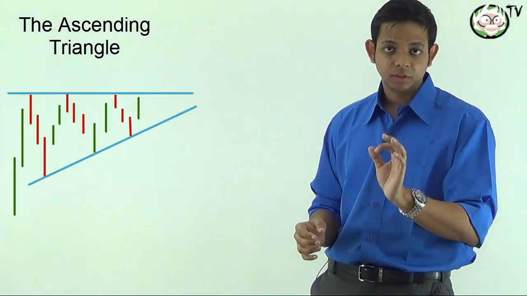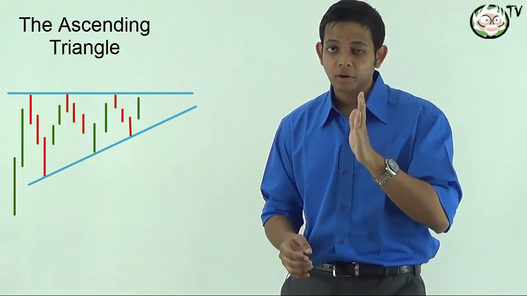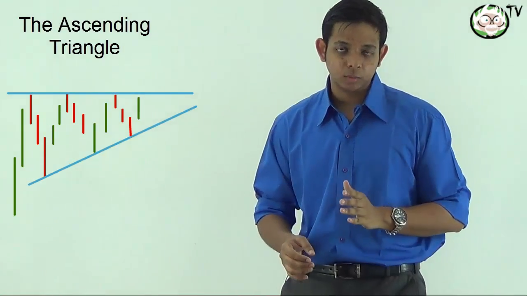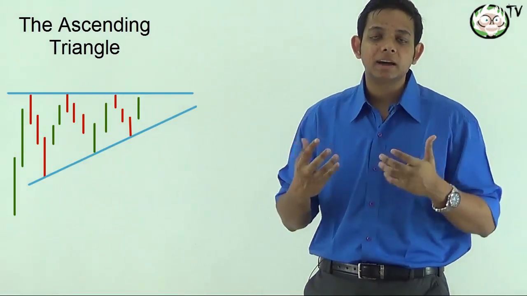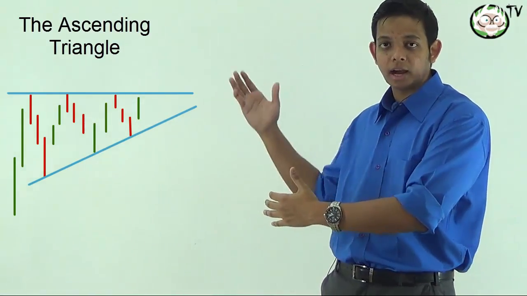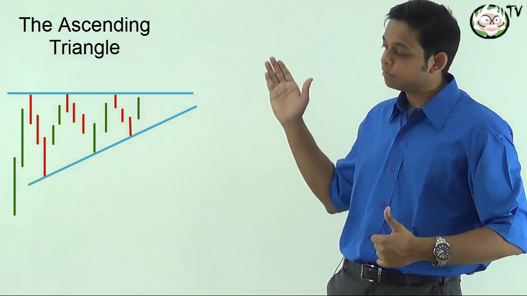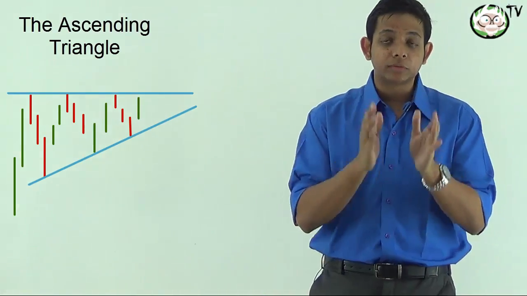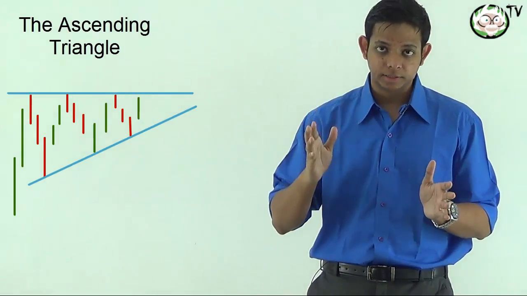We expect it to break out. And remember, all continuation patterns, like the ones discussed before, need to have a context of trend. So this one will break out if we had a previous uptrend. So these will form within uptrends.